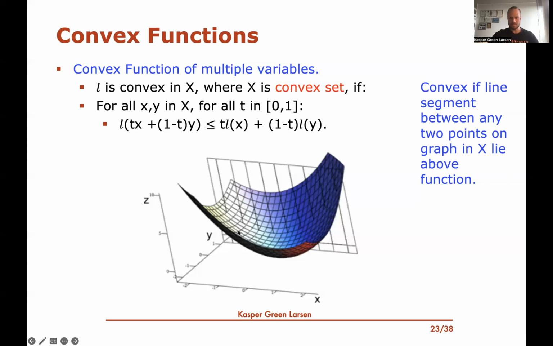So you pick two points in the convex set, you evaluate the function at all the places in between, and for all those places in between, the function has to lie below the line segment between the function evaluated at x and the function evaluated at y. It's just a generalization where you can pick two points on the surface of the function, and if you draw the line segment between those points, it has to lie above the function itself. And again, here we have a region x, and we say that this has to be a convex set.